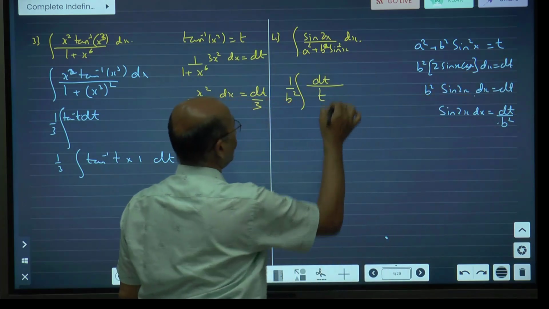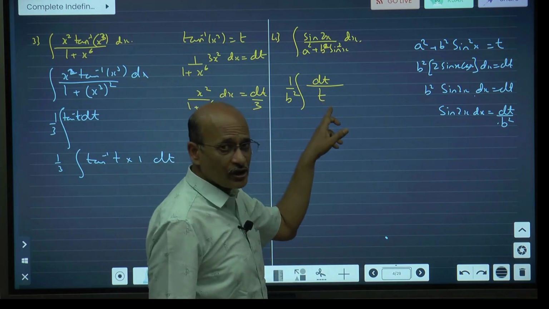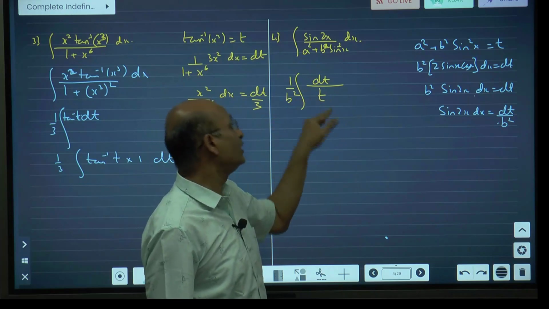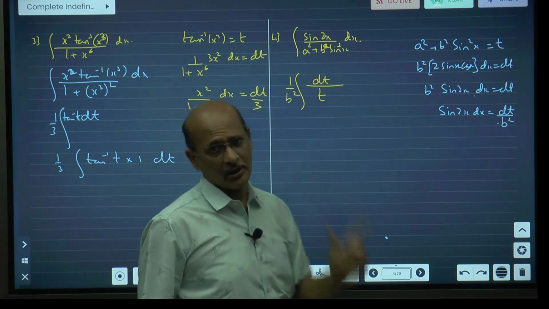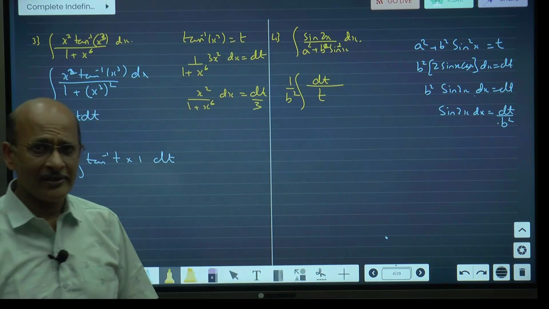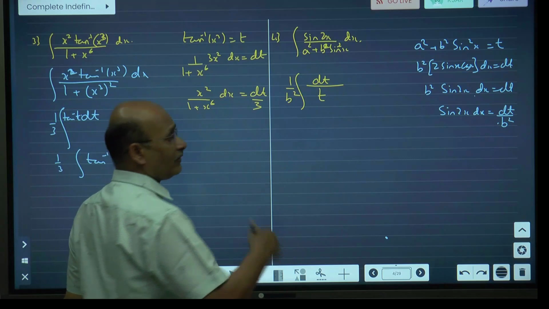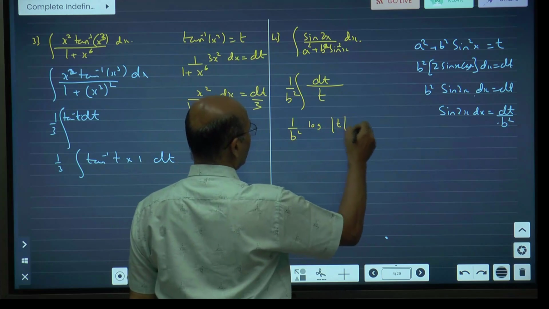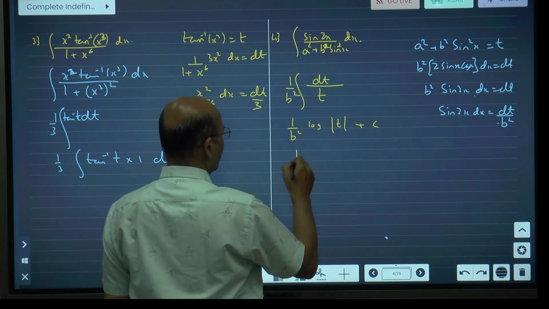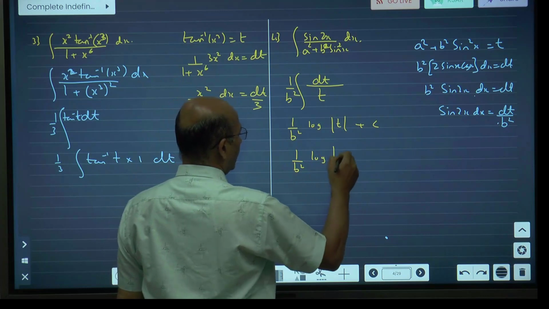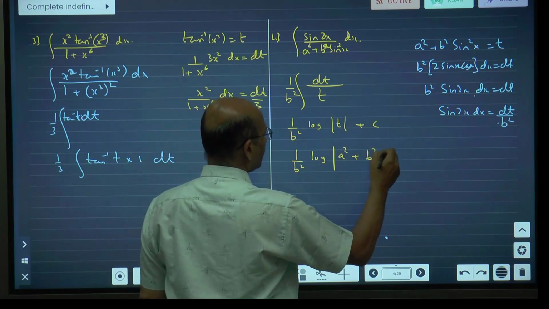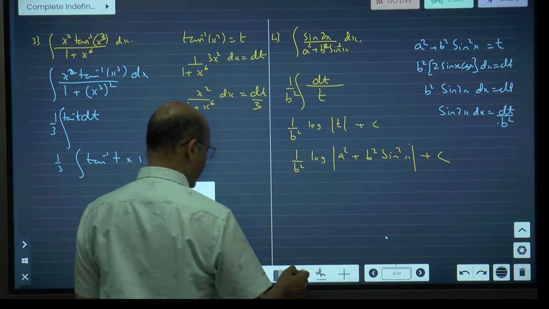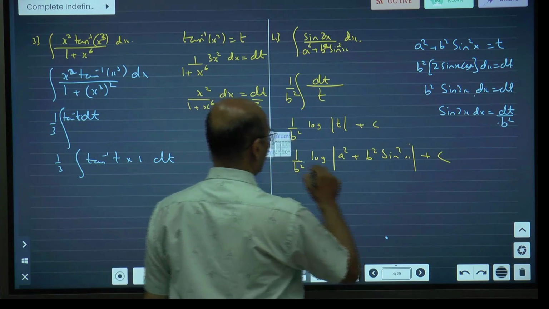So I think everybody knows t is a linear function there, so it is the integration of 1 upon t with respect to t. What is the integral of 1 upon x dx? It is log x. So the integral of 1 upon t dt will be log t. So 1 upon b square, this will become log of t plus c. Replace t. So 1 upon b square, this will be log of a square plus b square sin square x plus c. Now this is the final answer for my sum.